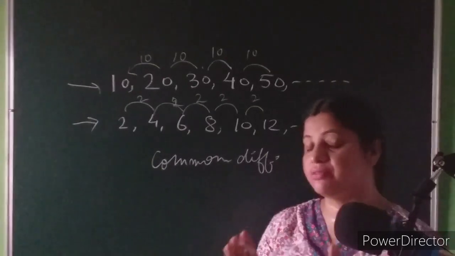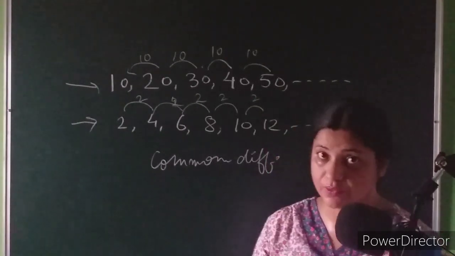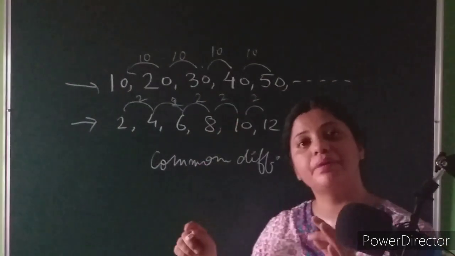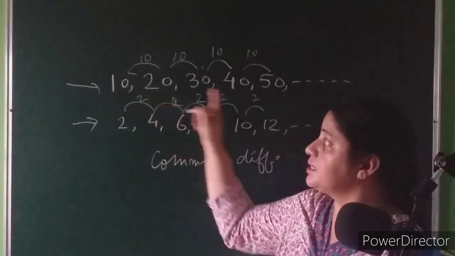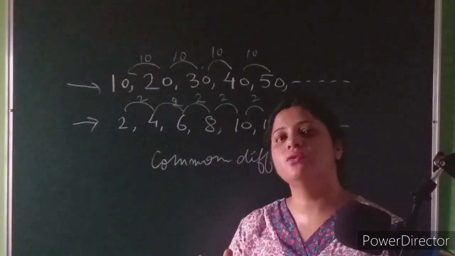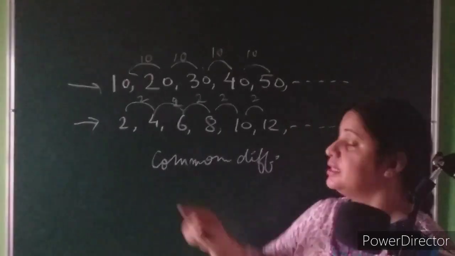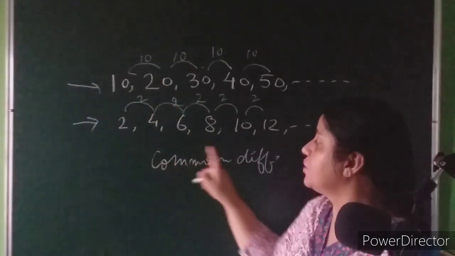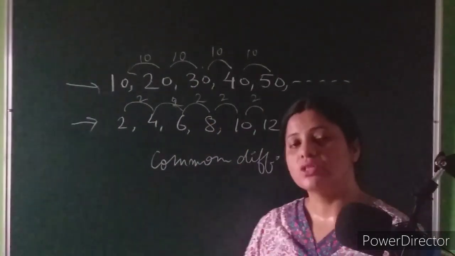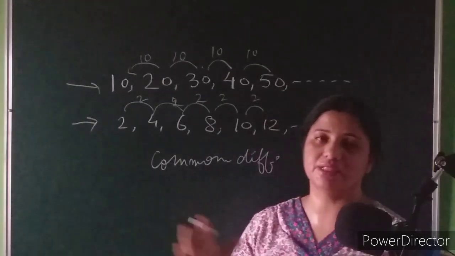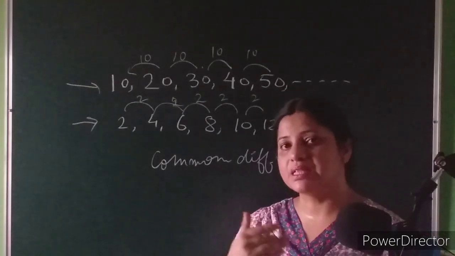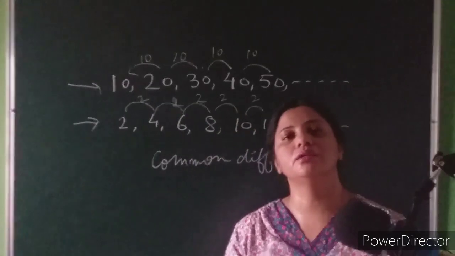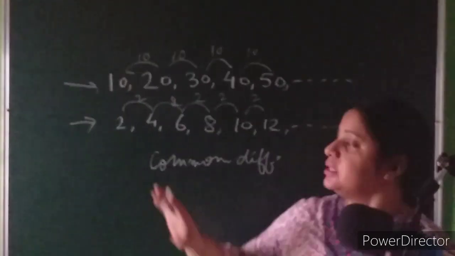Now when I speak the word sequence, first of all let me tell you the meaning of this sequence. Sequence means a number of terms written in a particular order which follow some rule. And what is that rule here? The simple rule here is that the terms have a common difference. Such a collection of numbers is called a sequence, where the numbers are written in a particular order, and the terms of that sequence follow a particular rule. So this is called a sequence.